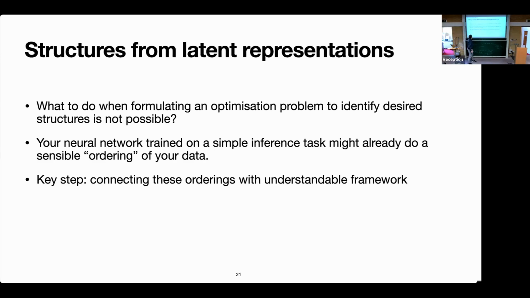So again, this is what we do when formulating the optimization problem is not possible. The insight here is that your neural network trained on some simple inference task might already do some sensible ordering of your data. Is there a way of connecting this with an understandable frame? So, making sense of whatever the neural network is doing.